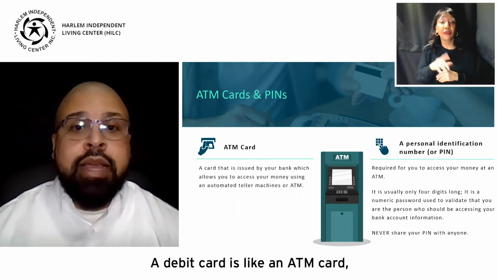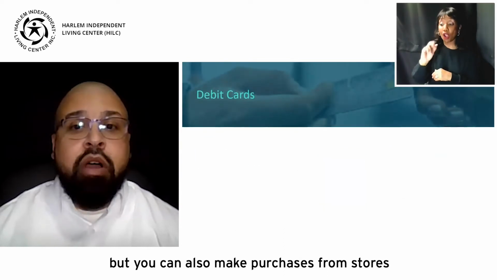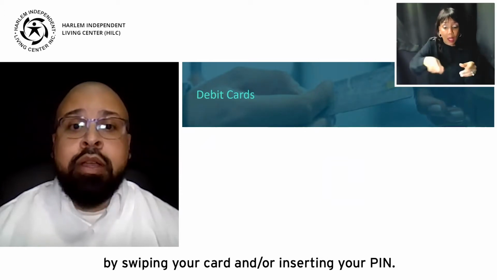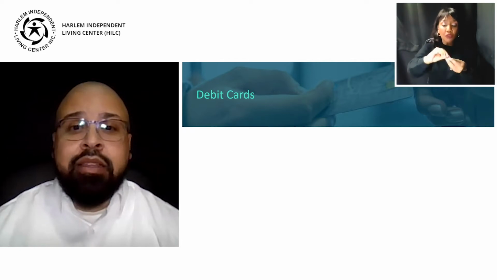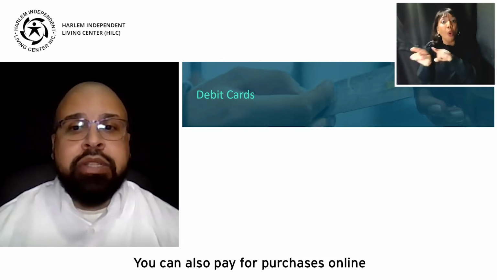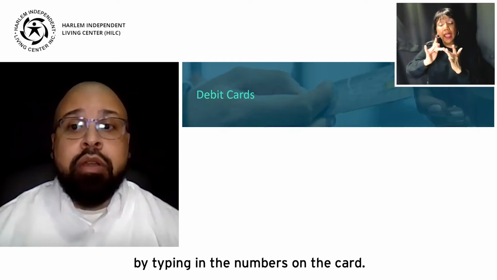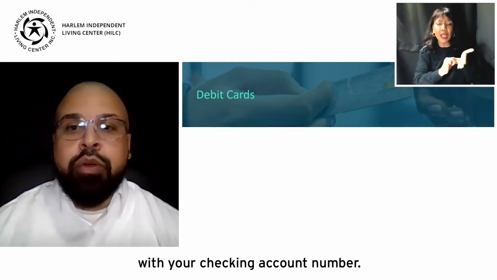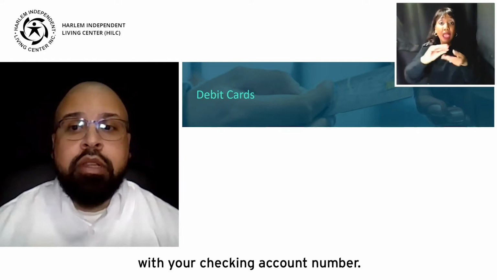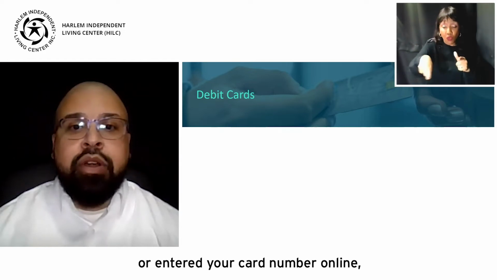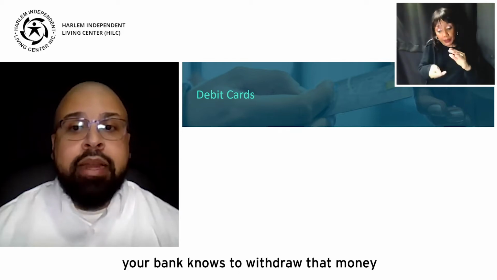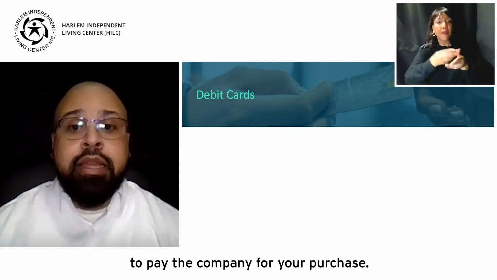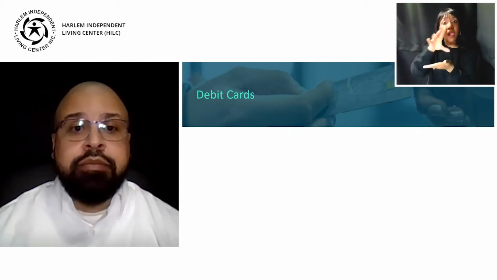A debit card is like an ATM card, but you can also make purchases from stores by swiping your card and or inserting your PIN. You can also pay for purchases online by typing in the numbers on the card. The numbers on the debit card are associated with your checking account number. When you swipe your card or enter your card number online, your bank knows to withdraw that money from your checking account immediately to pay the company for your purchase.